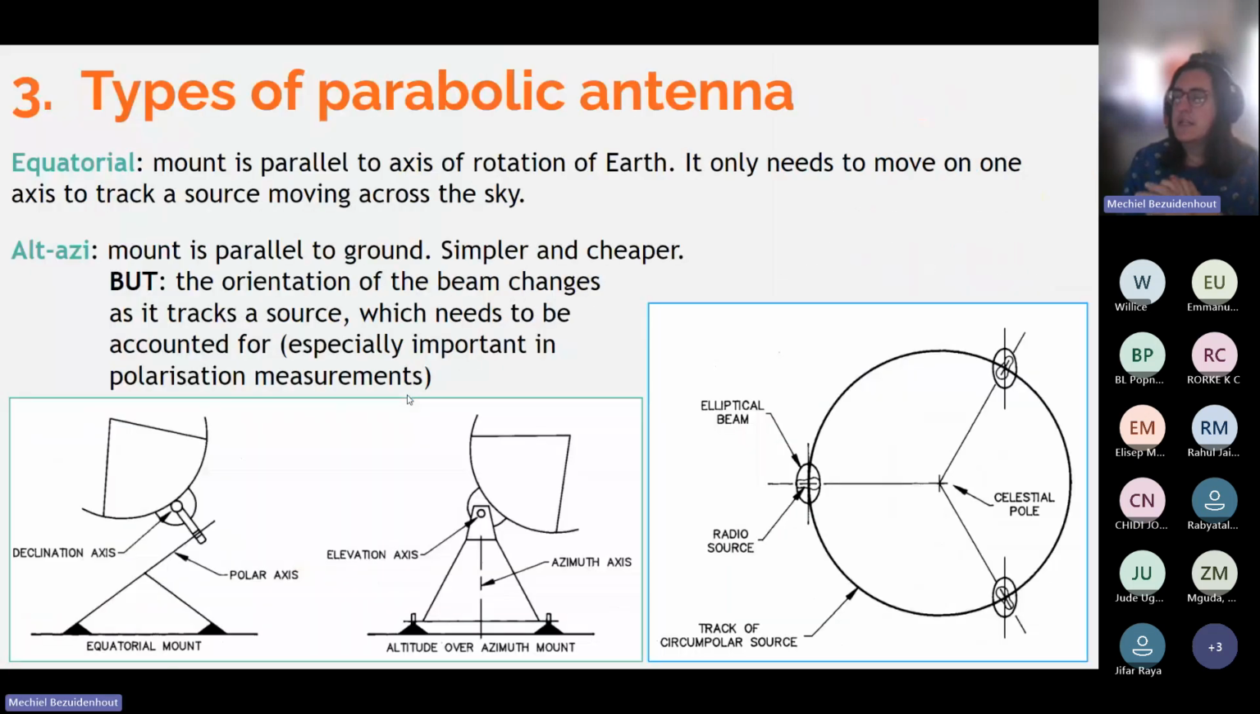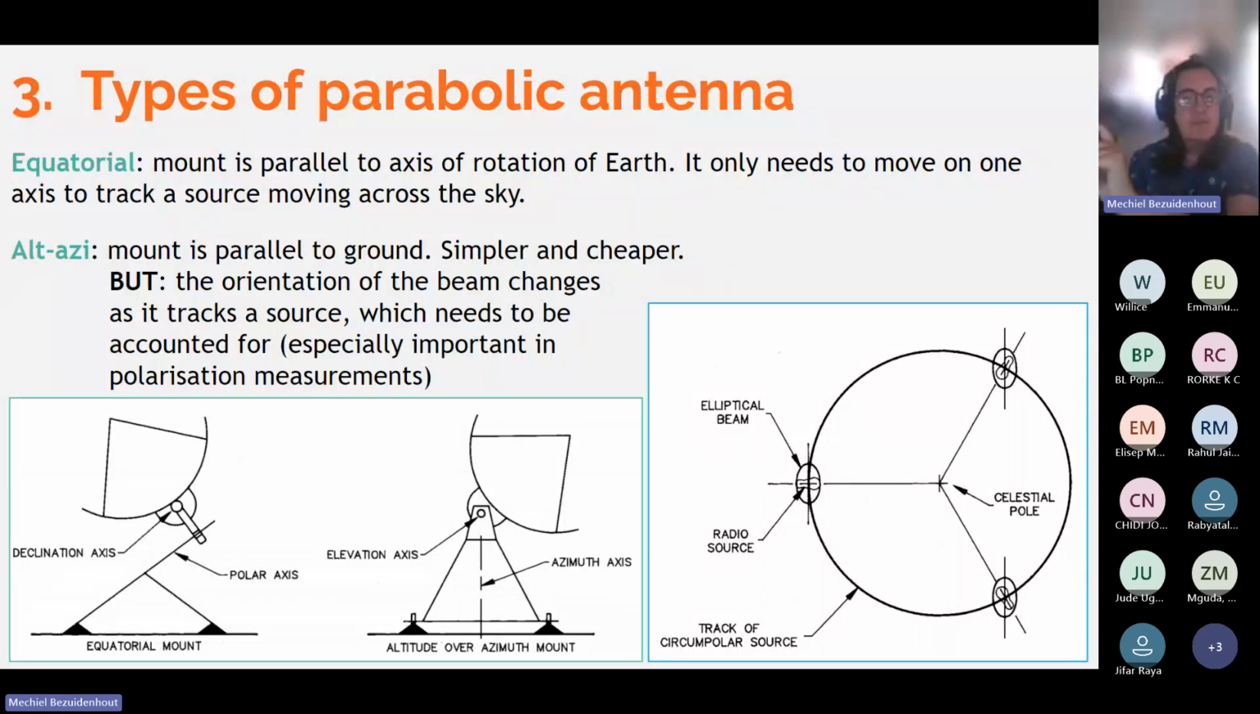So next I'll show you some different types of parabolic antennas. First, there are two ways to mount the antenna. As you can see at the bottom here, there are equatorial mount antennas and altitude over azimuth mount antennas. An equatorial mount antenna is sort of mounted onto a slanted arm, and that mount is parallel to the axis of rotation of the Earth.